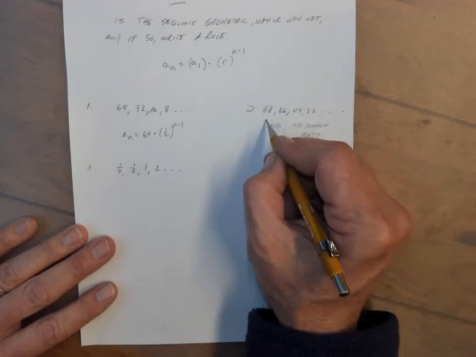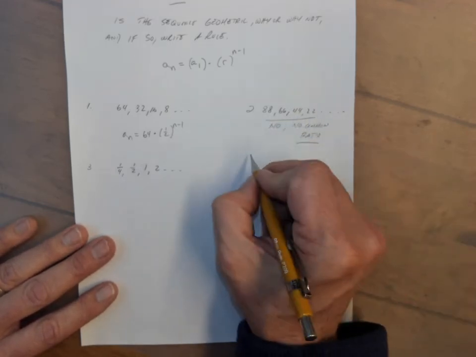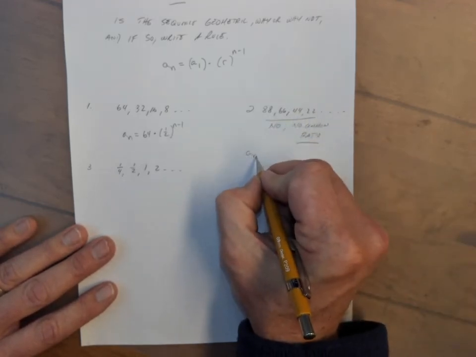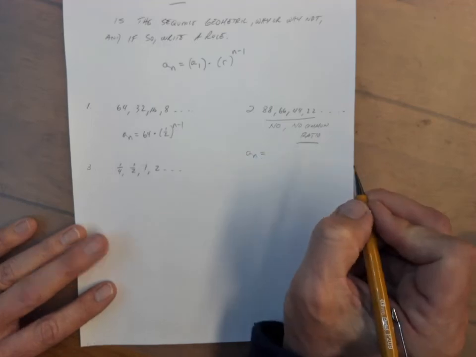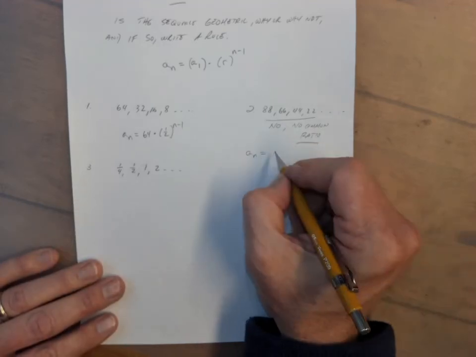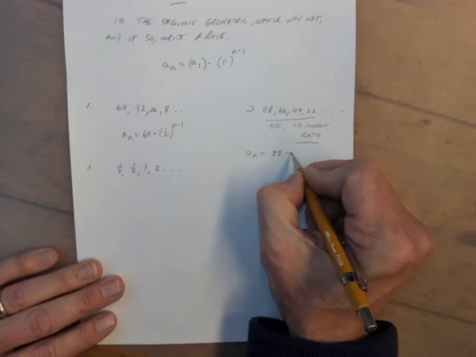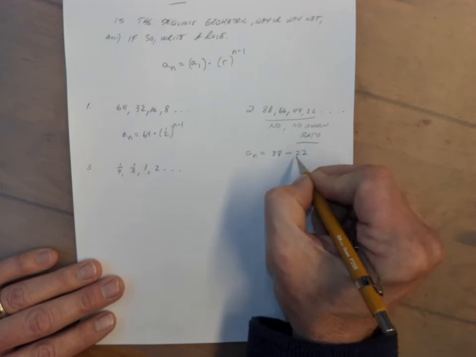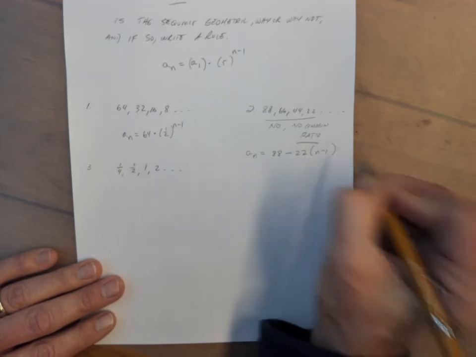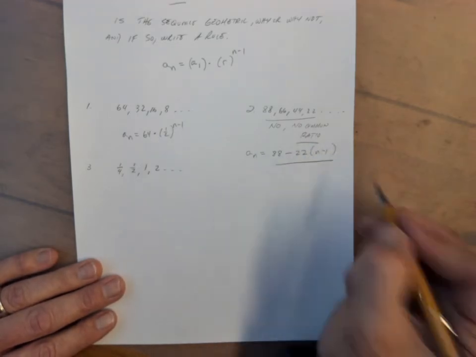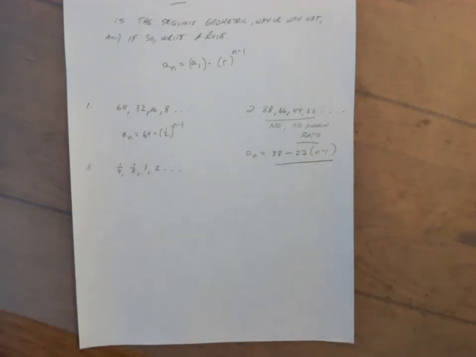Although, just as a quick review, I will do the arithmetic sequence formula. So again, we have our first term minus, because we're subtracting 22, because that's our d, and minus 1. So again, just as a review, I put down the arithmetic formula.